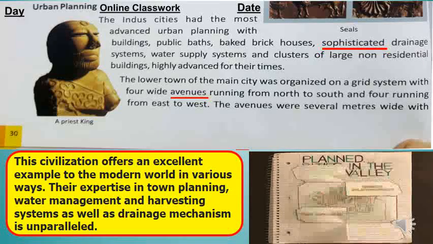The lower town of the main city was organized on a grid system with 4 wide avenues.